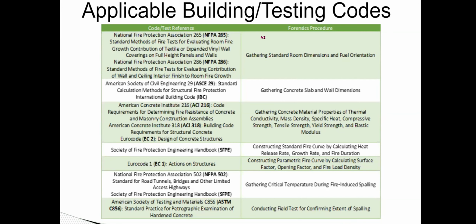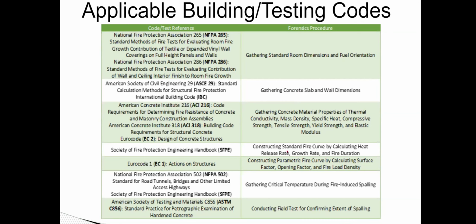The first thing I did is gather standard room dimensions and standard fuel orientation. For this one, I believe I used NFPA 86, not for the test itself. I altered the fuel dimensions, just to serve as an example of how you would apply this. And then I also used the IBC to get some relative dimensions for the slab and the wall. For the concrete properties, I used ACI 216 and 318.